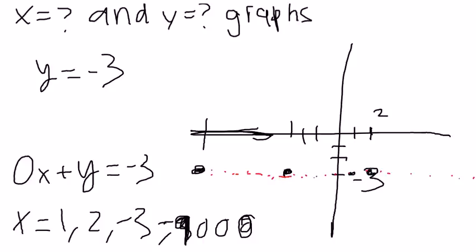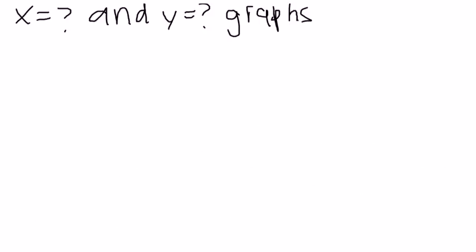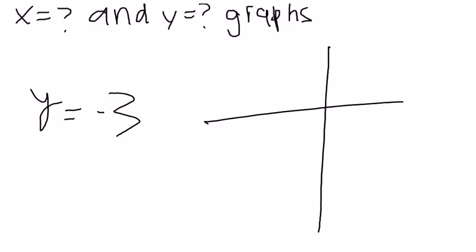No matter what you plug in, it will be on this straight horizontal line right here. So if you have to graph y equals -3, it simply looks something like this. This is a horizontal line.